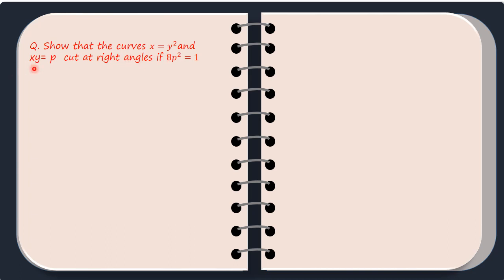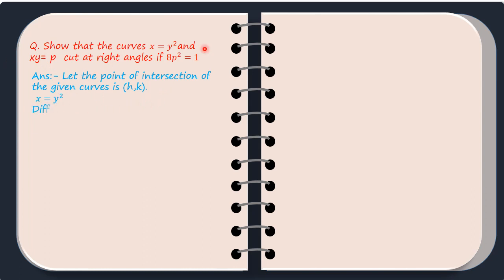Now if two curves cut each other at right angle, that means if we draw tangents on these two curves at the point of contact, they will be perpendicular to each other. So what I have are these two equations, x is equal to y square and xy is equal to p. So let the point of intersection of these two curves be (h, k).